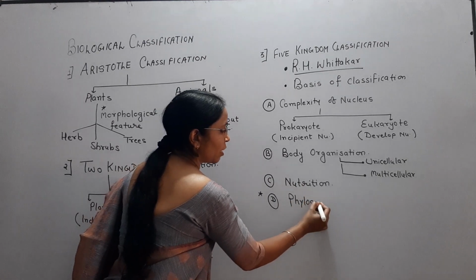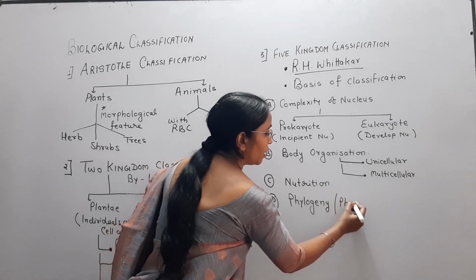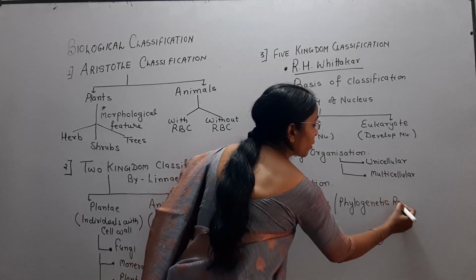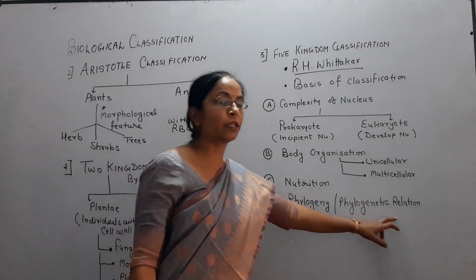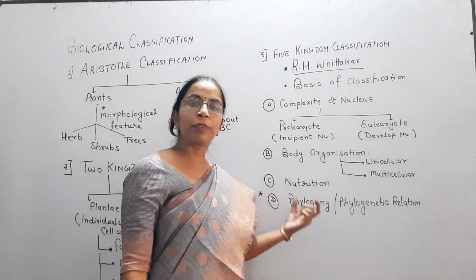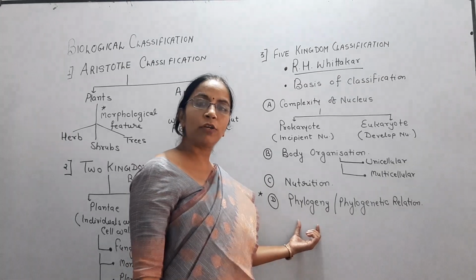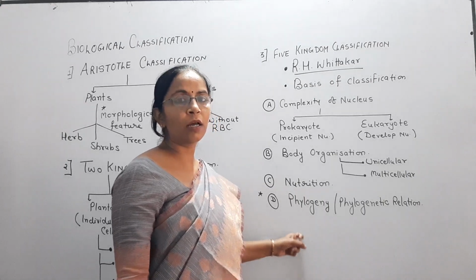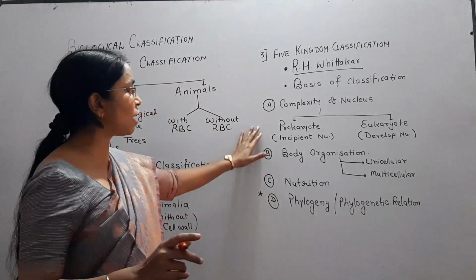Here most of the students have confusion. So phylogenetic relation or phylogeny, the word phylogenetic relation is also used. Remember the meaning of phylogeny: when we make an interrelative study among the different groups on the basis of fossil records. So phylogeny is basically the study of fossil records as well as finding the interrelationship among the different groups or different kingdoms. That is called phylogeny. Whittaker used this criteria for finding primitive and advanced kingdoms. So remember, these are the four criteria.